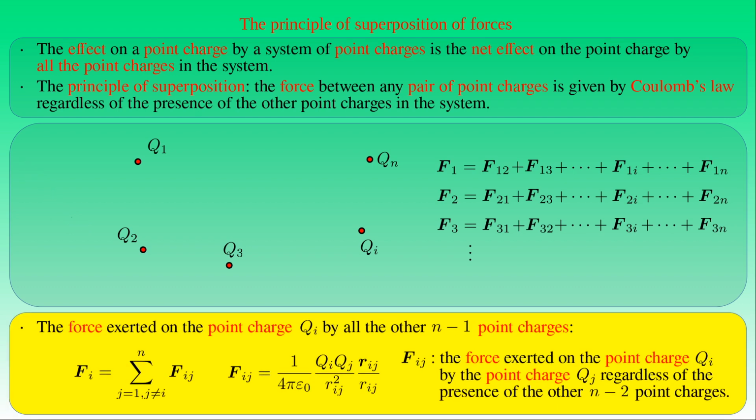The force Fi exerted on the point charge Qi by all the other n-1 point charges in the system is equal to the sum of Fij, where the index j runs from 1 to n and j is not equal to i. The force Fij is the force exerted on the point charge Qi by the point charge Qj, regardless of the presence of the n-2 point charges in the system, and it is given by Coulomb's law. That is, Fij is equal to 1 over 4 pi epsilon naught, times the ratio of Qi times Qj to Rij squared, times the vector Rij divided by its length.